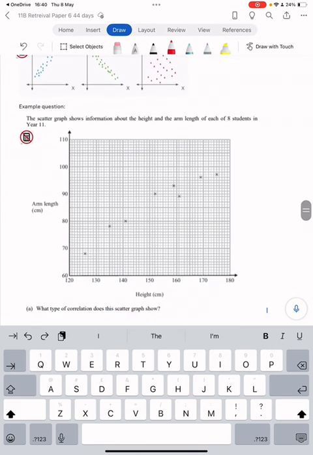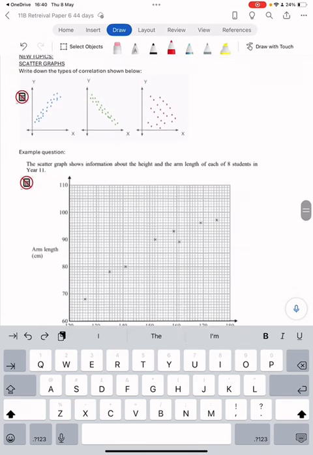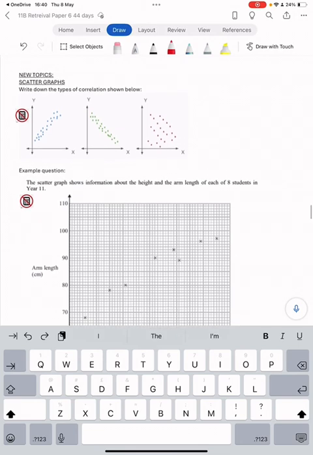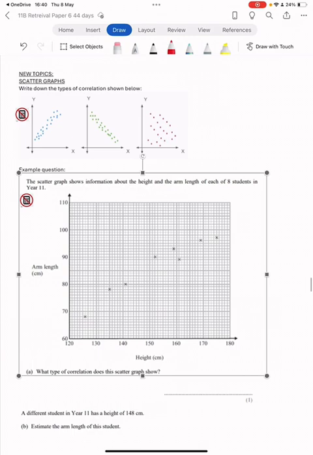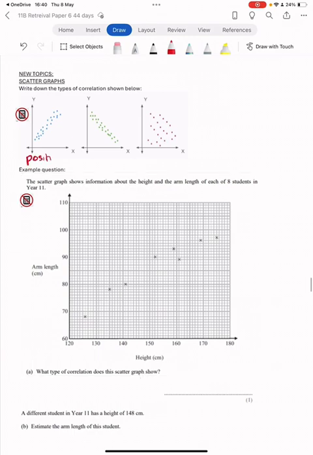Now, you need to be able to identify the types of correlation. So when it's going up from bottom left to top right, that is called positive correlation. The opposite direction is called negative. And when it looks like that one on the right, we would say it has no correlation. Those two variables aren't linked at all. And that's what a scatter graph does. It describes the relationship between two variables.